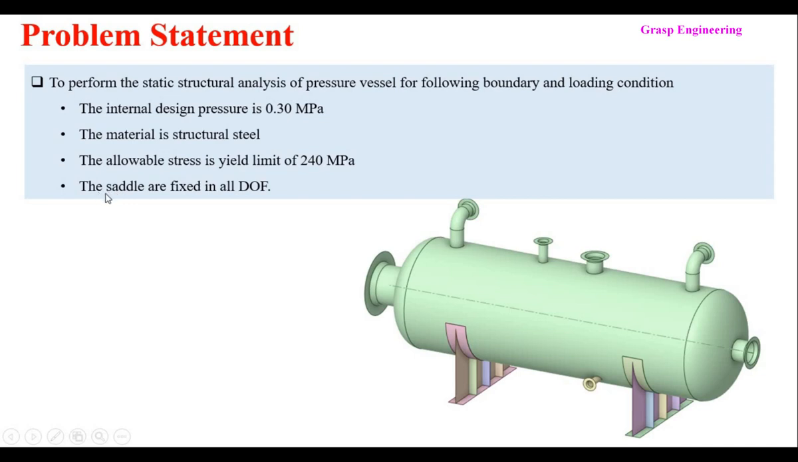And then the last boundary condition: we need to consider both the saddles, this one and this one, as a fixed boundary condition. Basically, we need to constrain all the bottom faces in all rotational as well as translational degrees of freedom.